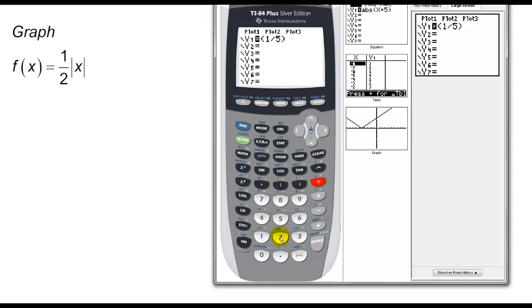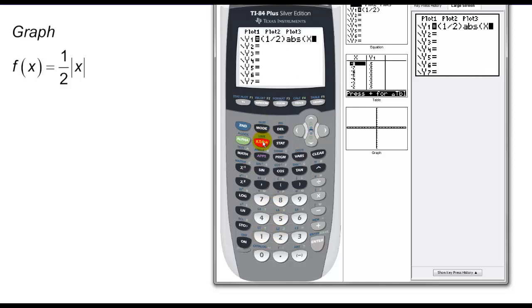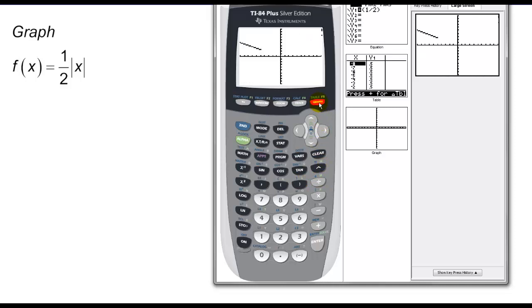So there's a half. Want to hit the absolute value, which is math, num, absolute value of x. Close that. And now I'm going to graph that. You'll notice in this case that this thing bounces, but my shape is entirely different. It's much wider than it was before.